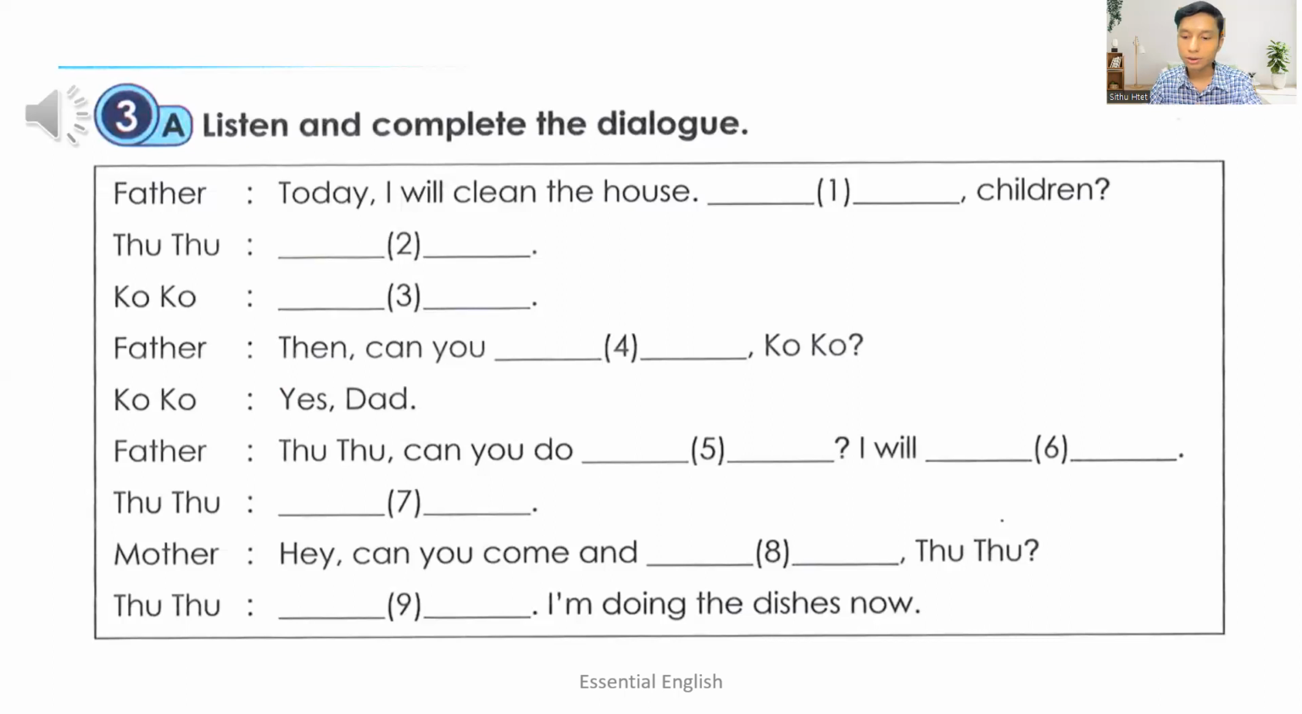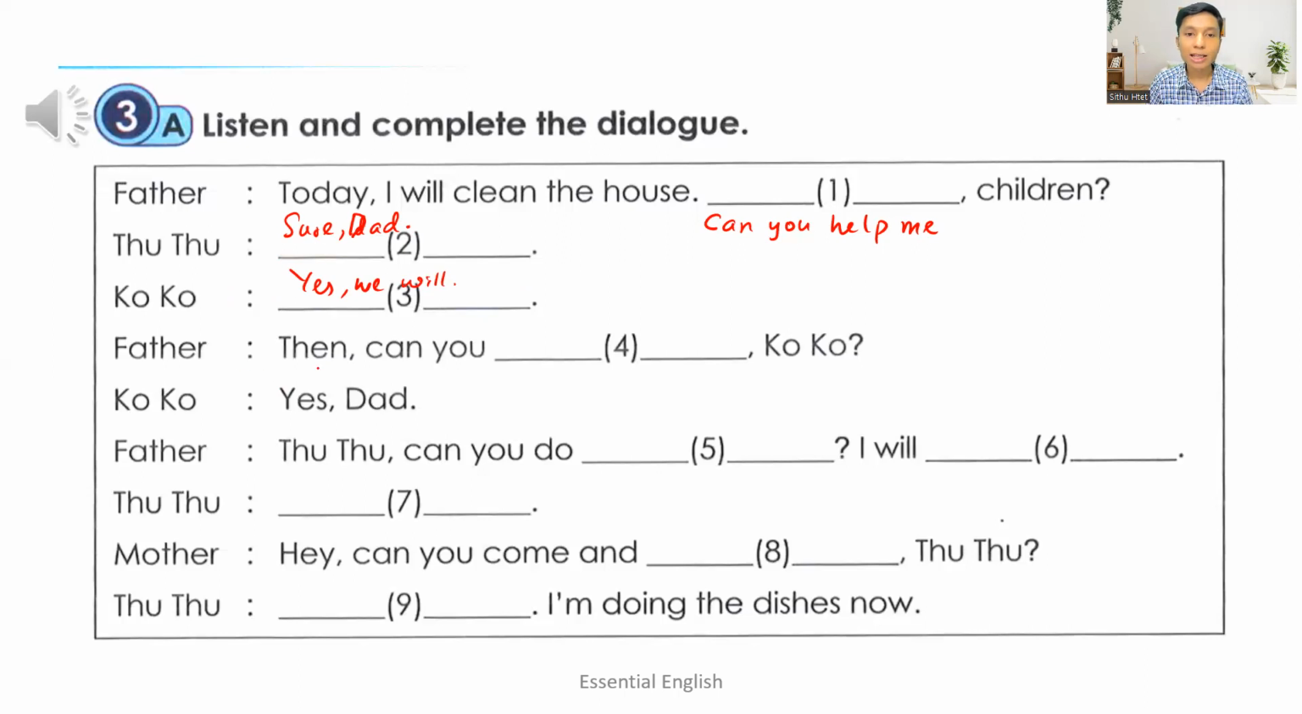Okay, so let's complete the blanks. The first one, today I will clean the house. Can you help me, children? So the father is making a request. Can you help me, children? Dudu agreed. So Dudu accepted the request. Sure, Dad. And Coco said, yes, we will. He also accepted the request.